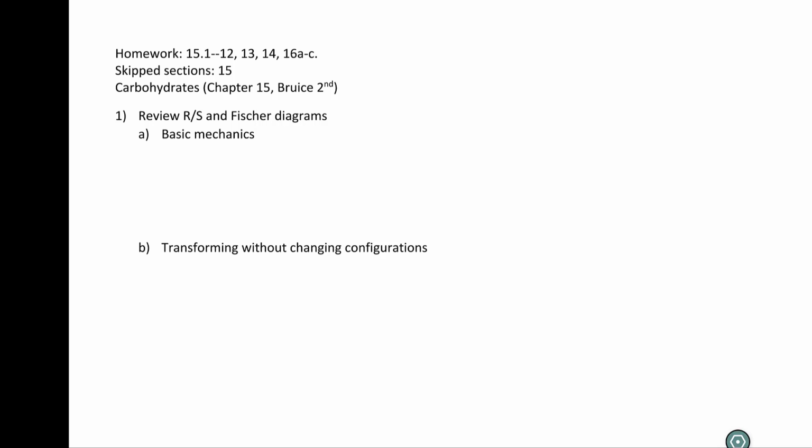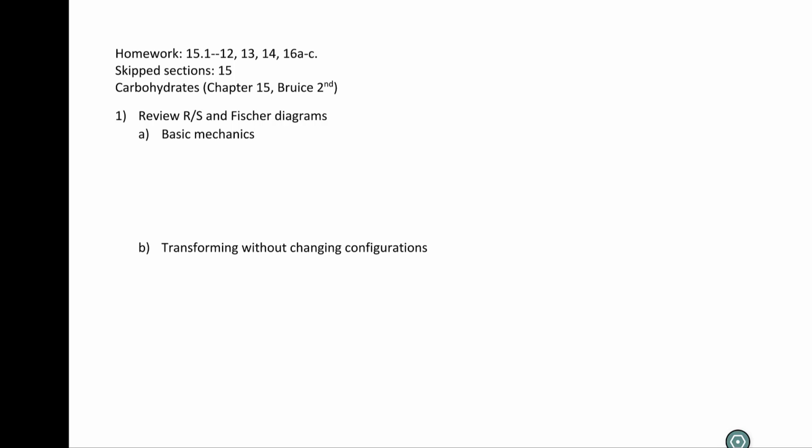So I've listed the homework at the top. This is the chapter on carbohydrates. I guess commonly we refer to carbohydrates as starches, but they also include the sugars. Really, carbohydrates are polymers of sugar molecules, and we call those polysaccharides. And so in order to understand carbohydrates well, I think it's easiest to work with Fischer diagrams.